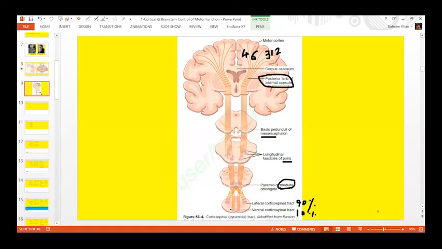So all the descending pathways except the ventral and lateral corticospinal tracts are known as extrapyramidal pathways. And in extrapyramidal pathways, today we discussed the role of the reticulospinal tract and the role of the vestibulospinal tract.